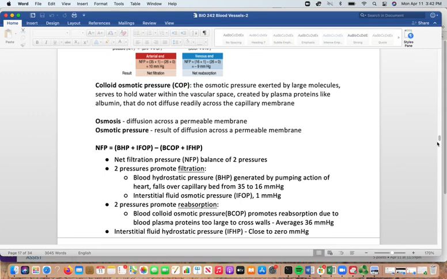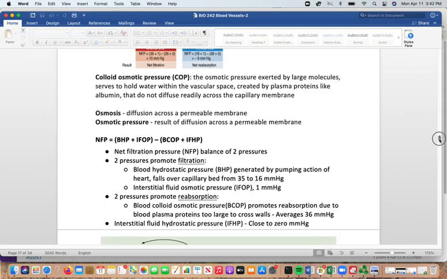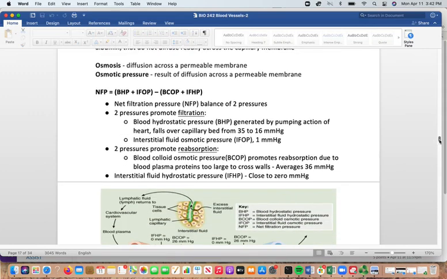So your net filtration pressure is the balance of 2 pressures. So you have 2 pressures that are going to promote filtration and 2 pressures that are going to promote reabsorption. So the ones that are going to promote filtration, your blood hydrostatic pressure, this is generated by the pumping action of the heart, and it falls over the capillary bed from 13 to 16 millimeters of mercury as it moves through. The interstitial fluid osmotic pressure is about 1 millimeter of mercury.